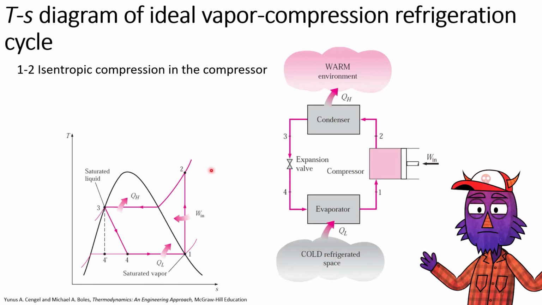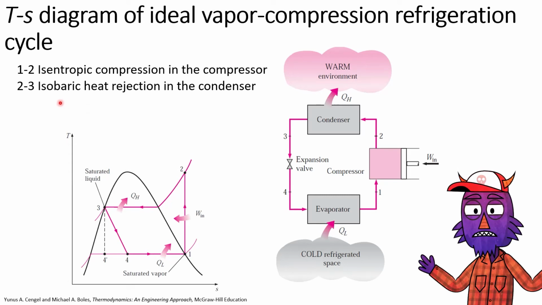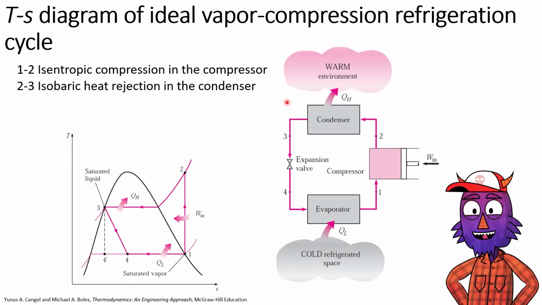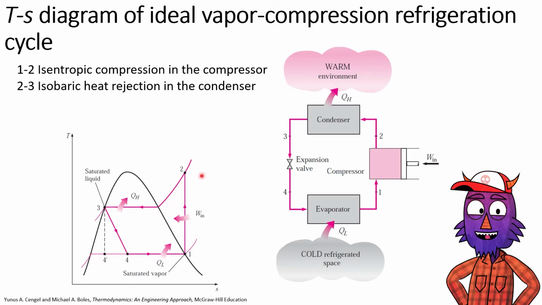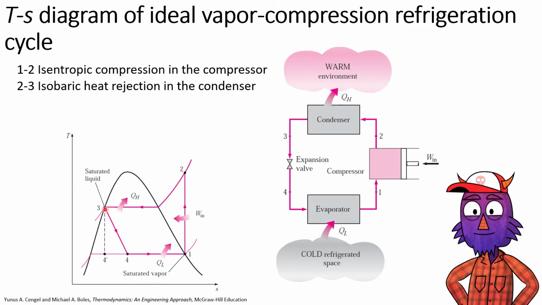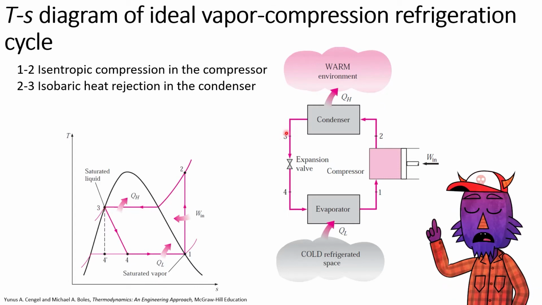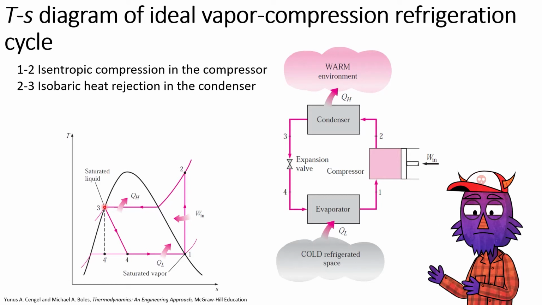Then this superheated vapor goes through the condenser. What is happening inside the condenser is an isobaric heat rejection to the surrounding atmosphere, to the environment. So this state 2 superheated vapor will go through the condenser, reject all its heat to the surrounding atmosphere, and it will become a saturated liquid. At state 3, once it exits the condenser, the refrigerant is in saturated liquid state.